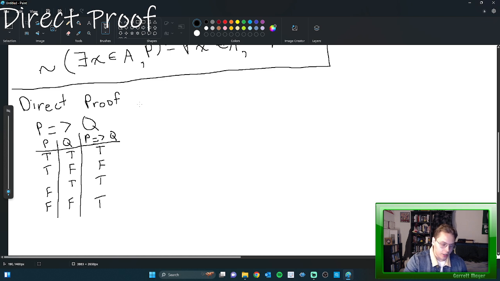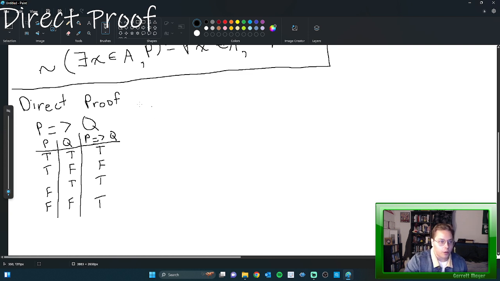So given that when P is false, it doesn't really tell us anything about P implies Q, the way that a direct proof starts is by assuming that P is true and only concerning ourselves with situations where P is true, and then whether or not that forces Q to be true. Because if you can show that whenever P is true, Q is true, you've proven that if P, then Q. It follows naturally from the English, and it also follows naturally from the truth table, because those correspond to each other.